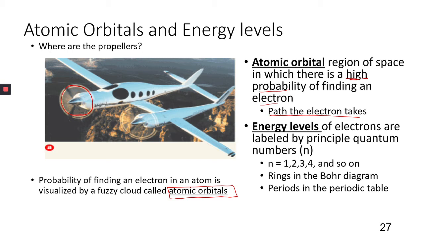Now this electron is taking this path in an energy level. Energy levels are represented by the principal quantum number, which is represented with n. And n is an integer that starts at 1 and can go on. It's related to the rings in the Bohr diagram, where n is 1, 2, 3. So as you move out, your n value is increasing. It's also related to the periods on the periodic table, where the first row is n equals 1, the second is n equals 2.